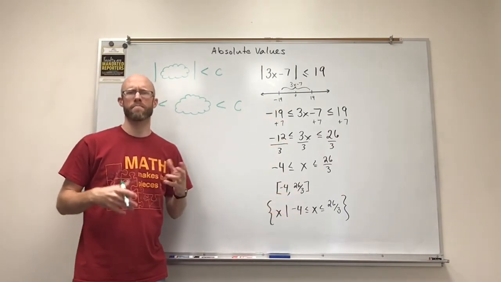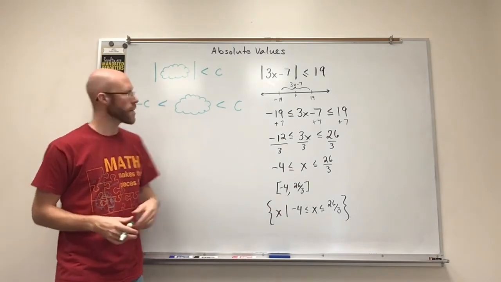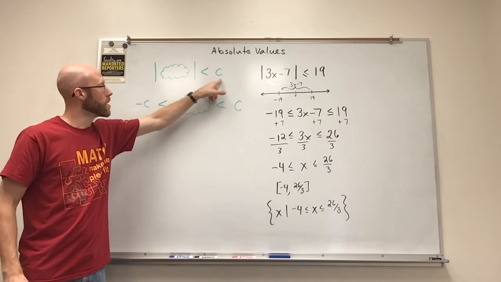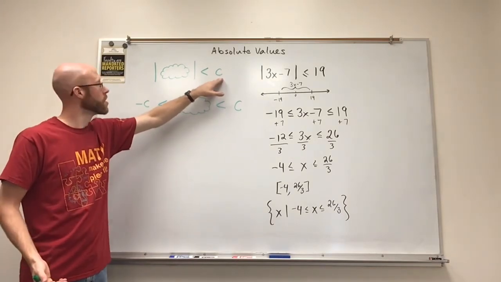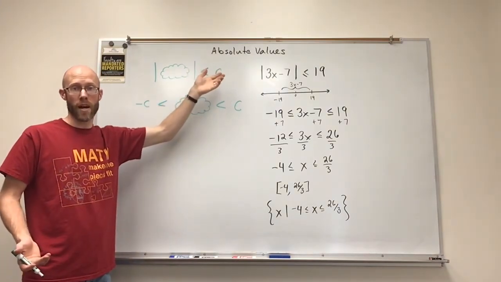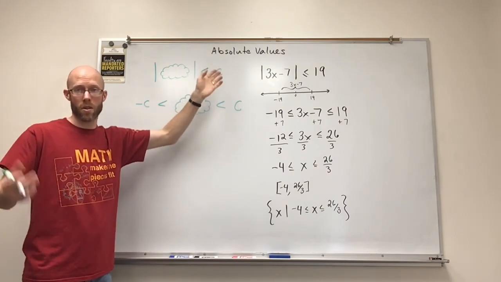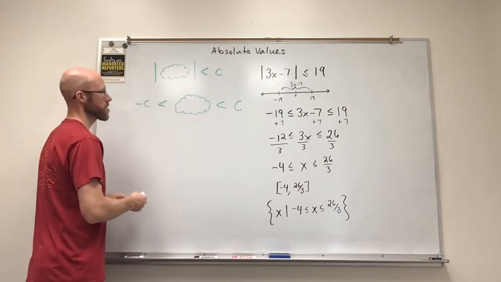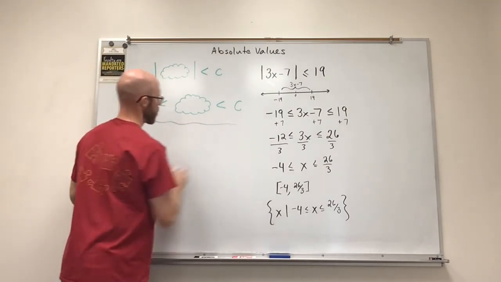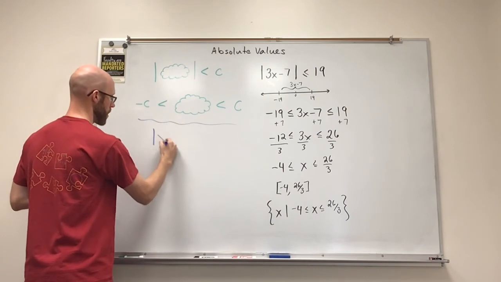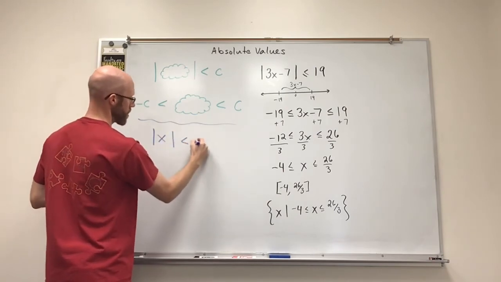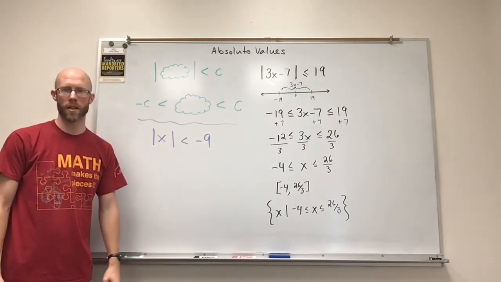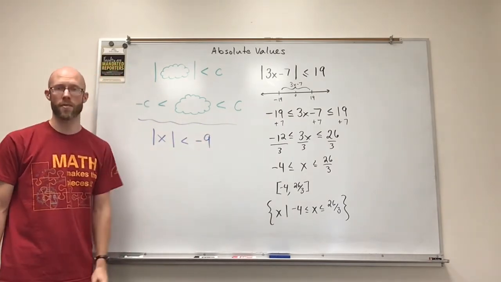Now there is a condition on this. The C value must be positive in order for this to work. If the C value were negative, or 0, in fact, we'd have a different situation. I'll talk about the negative situation here for a moment. Let's consider the case where you have an absolute value that is less than a negative number. Let's say negative 9. Absolute value x is less than negative 9.